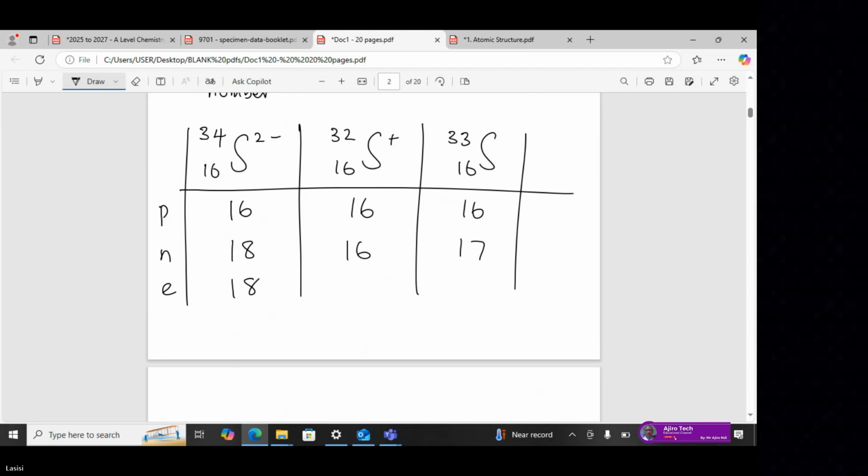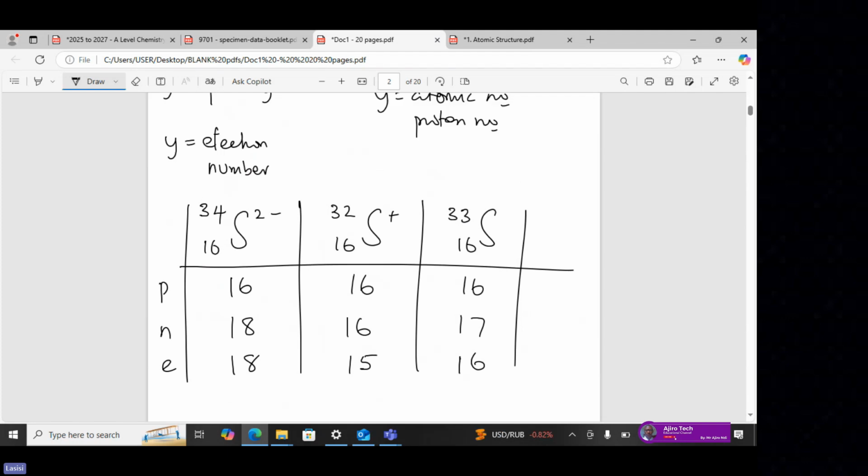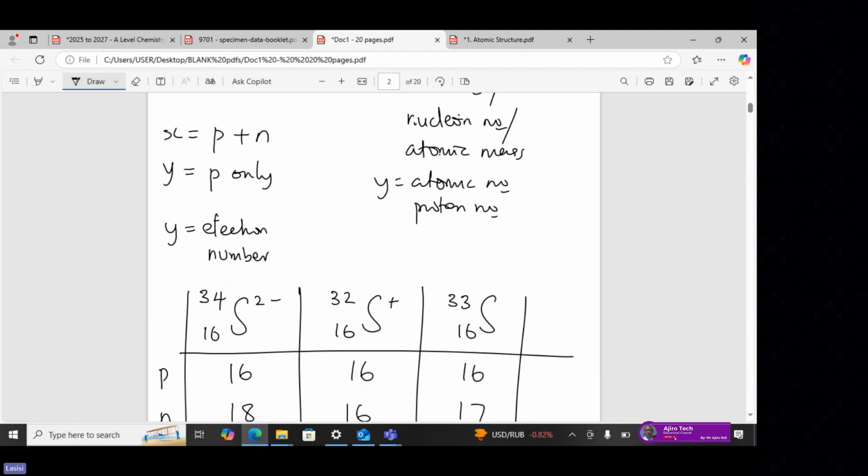What about this? Are you sure? It's 15. It lost 1. It has lost 1. So 15. And this one, 16, remaining neutral, was 16. Do you get it now? So you can work it out. You should know what atomic mass number and atomic number are, and you need to work it out. That's what the third point says.